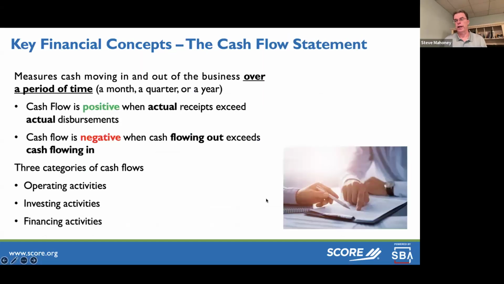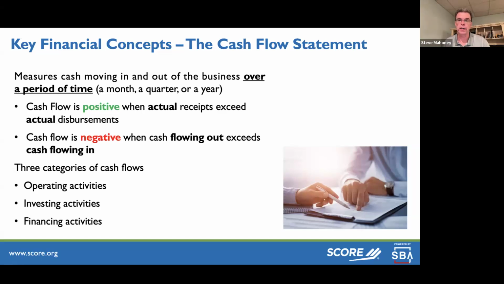So let's talk about the third financial statement, and that's called the cash flow statement. This is probably the easiest one to think about in terms of concepts, because you don't really have to know a lot of accounting to understand this. It's simply cash moving in and out of your business bank account over a period of time.